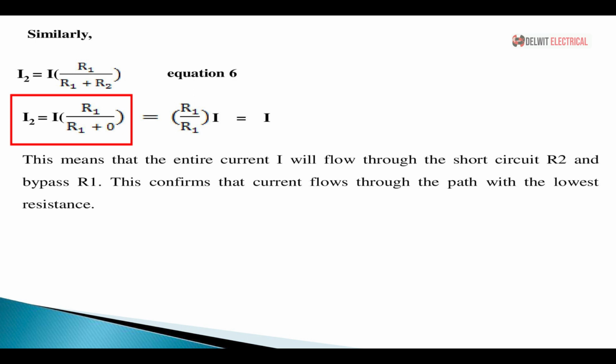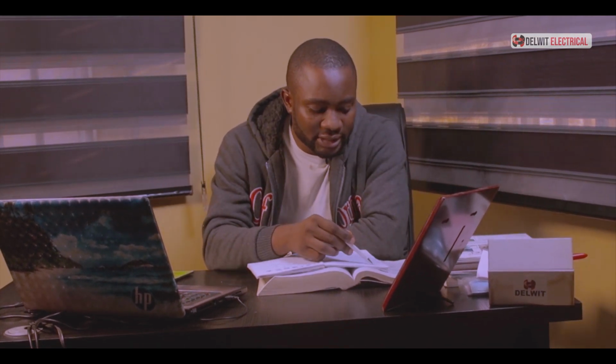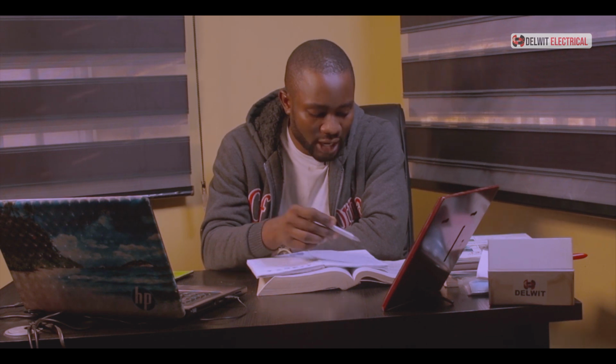For I2, we have R1 over R1 plus 0 because R2 is 0 now. So in that case, we have R1 over R1 times I. That means the total current in the circuit will now flow through the position of R2. That also gives you the instance of an earthing system, where you have the lowest resistor. That is where current tends to flow through. So the entire current in the circuit will now flow through R2.